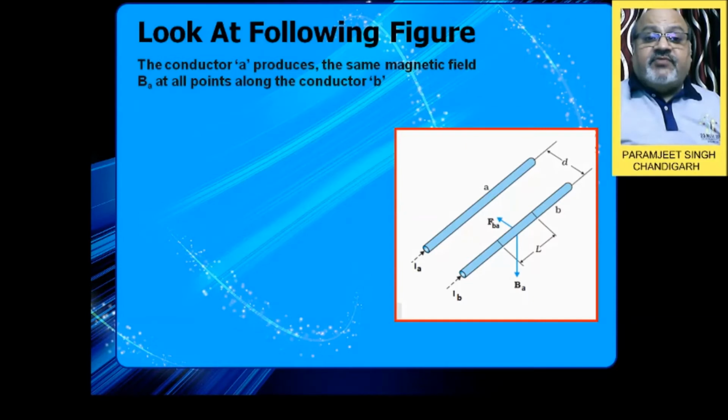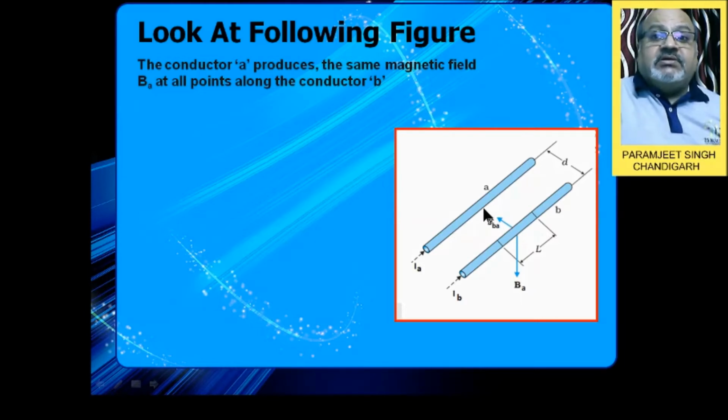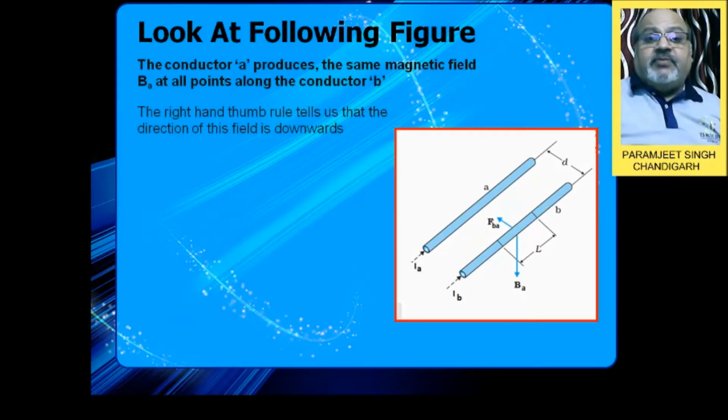To find the direction of force, we apply the left hand rule. Settle this finger in the direction of field and this finger in the direction of current. The thumb is indicating that the force is inward, towards the conductor A, FBA. So I have applied the right hand thumb rule to find the direction of the magnetic field, and Fleming's left hand rule to find the direction of force.